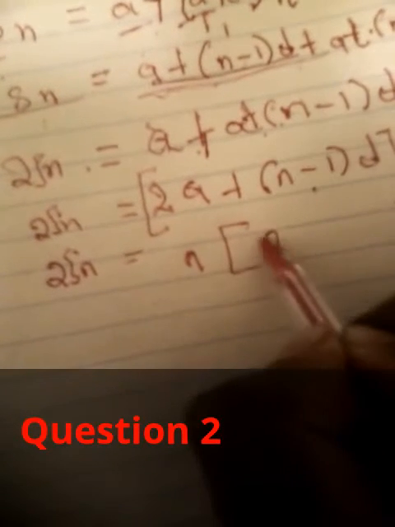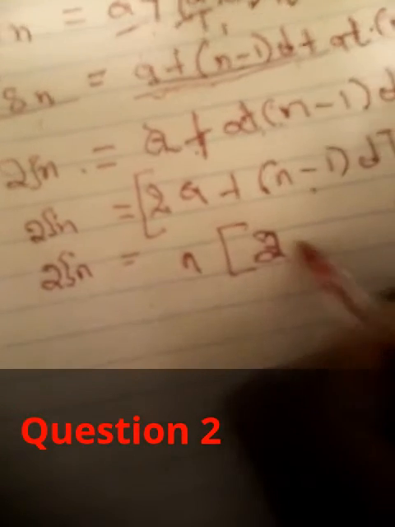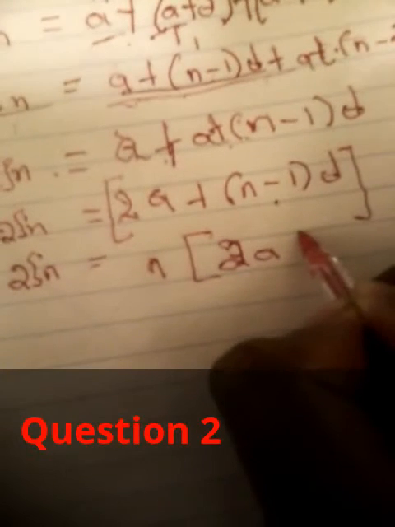We're going to say n all into 2a plus n minus 1 d, divided by 2, both terms divided by 2. Then you find Sn is equal to n divided by 2, open the brackets, 2a plus n minus 1, then you close the bracket d.